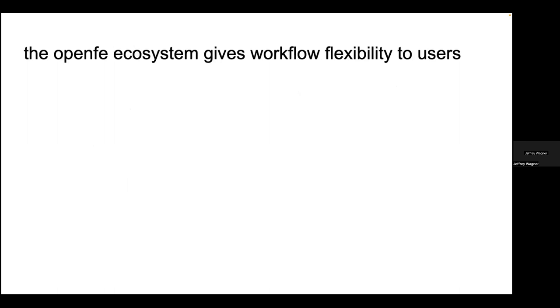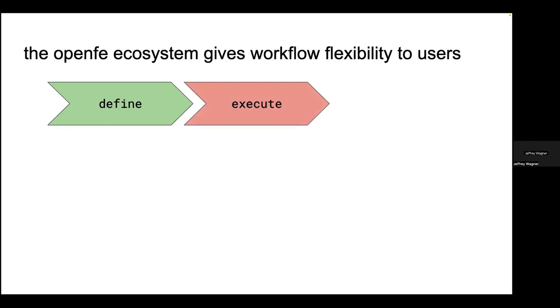And I just wanted to give the context of where Alchemiscale sits. So the OpenFE ecosystem, as Richard pointed out, gives a lot of workflow flexibility to users. In broad strokes, what we're trying to do at all times when doing free energy calculations is define the sets of systems that we're interested in getting free energy differences between. So we're doing drug discovery, we're trying lots of different ligands for a given protein target. We're building these alchemical networks. So we're defining our networks. Then we're executing those networks.